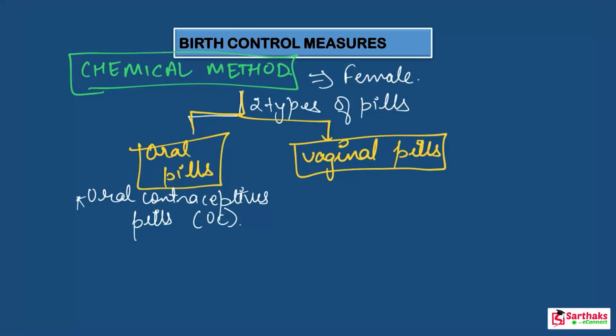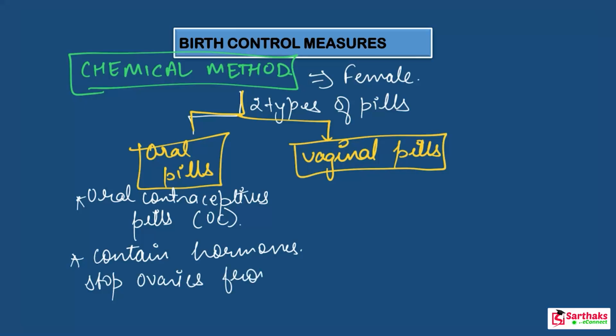These oral contraceptive pills contain special hormones which stop the ovaries from releasing ovum. So if there is no ovum present inside the fallopian tube, then how will the sperm fertilize it? Clear? Now, what is the role of the vaginal pills? Vaginal pills contain chemicals which are known as spermicides.